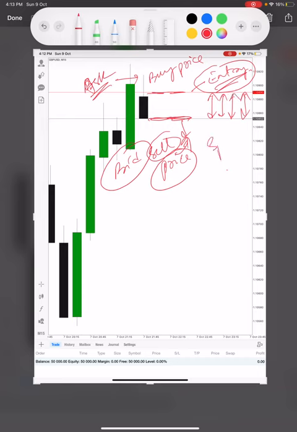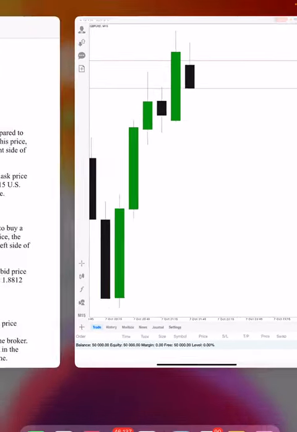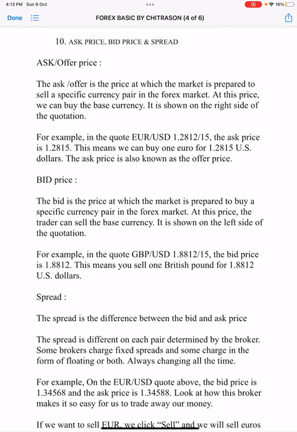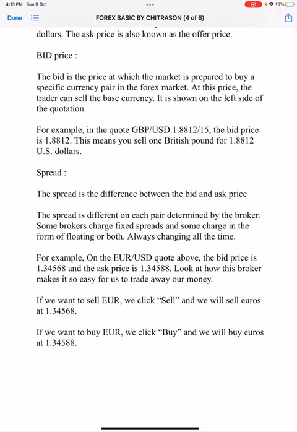The difference between ask price and bid price is called spread. Ask price is always greater than bid price. The spread is the difference between bid price and ask price. The spread is different on each pair, determined by the broker. Some brokers charge a fixed spread and some charge in the form of floating.